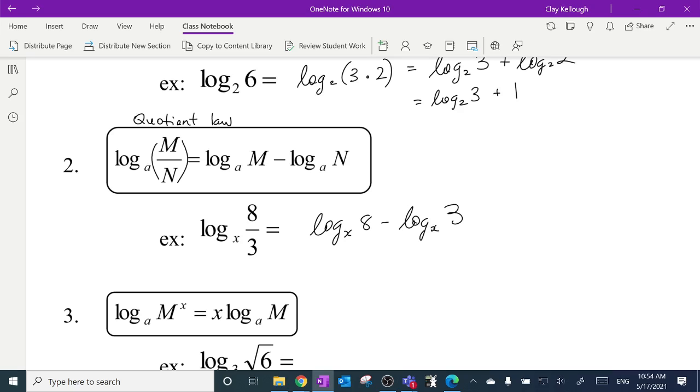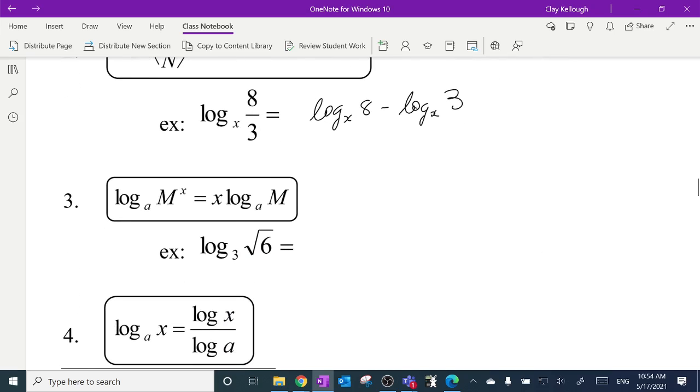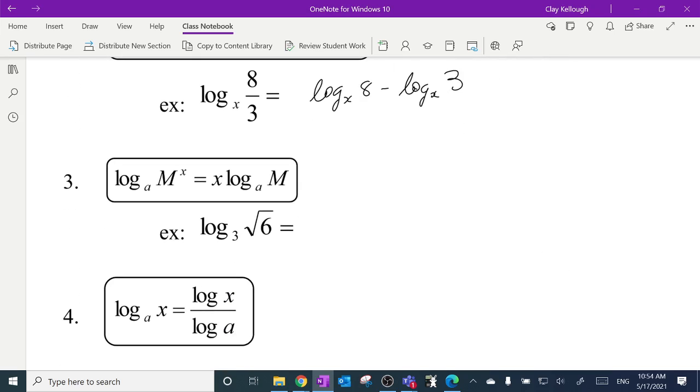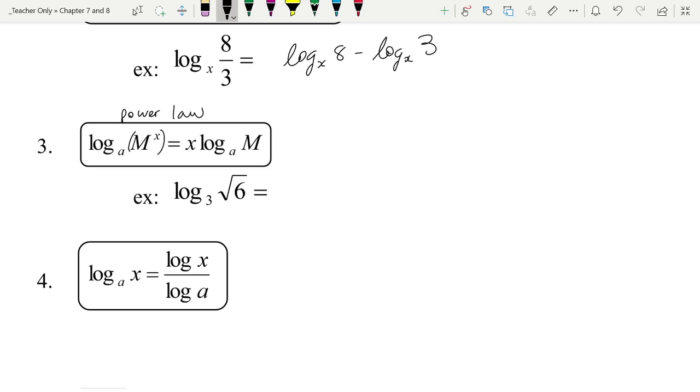All right, third log law is the power law. It says that log to the base a of a power with a base of m and an exponent of x is the same thing as x times the log to the base a of m. In other words, when you are in logarithm notation, exponents become coefficients.